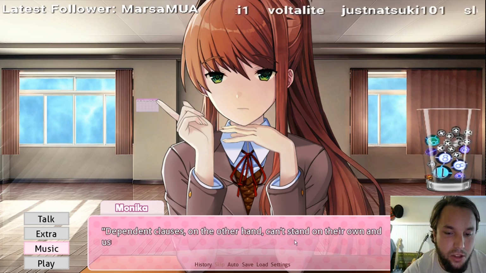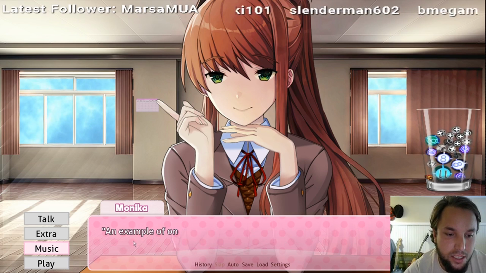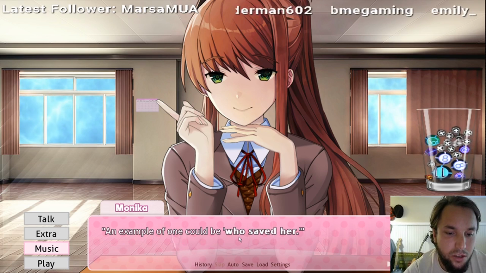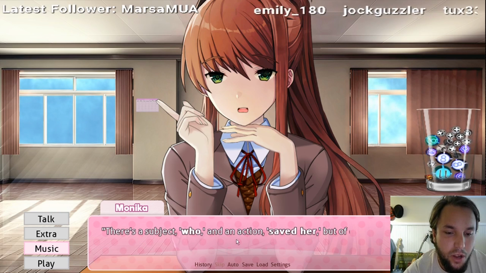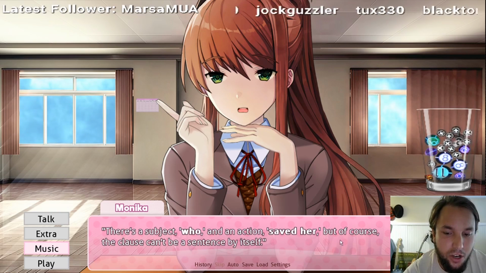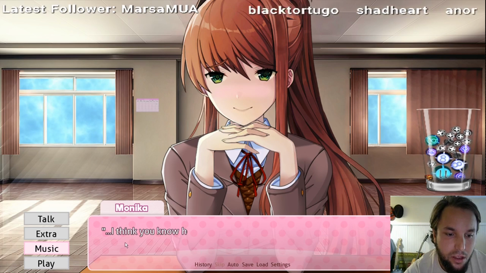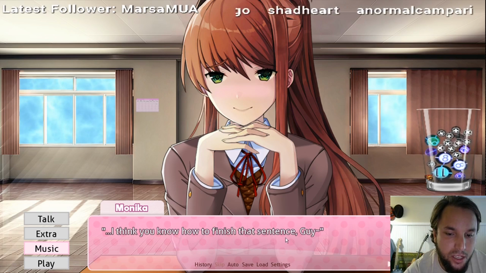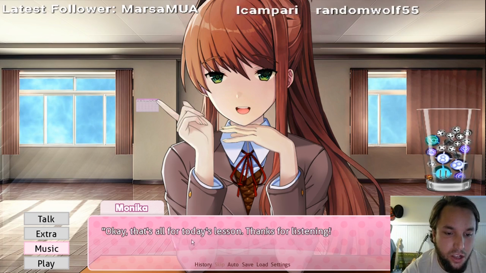Dependent clauses, on the other hand, can't stand on their own and usually appear as parts of longer sentences. An example of one could be, who saved her? There's a subject, who, and an action, saved her, but of course the clause can't be a sentence by itself. I think you know how to finish the sentence off. Finish that sentence, guy. Okay, that's all for today's lesson.